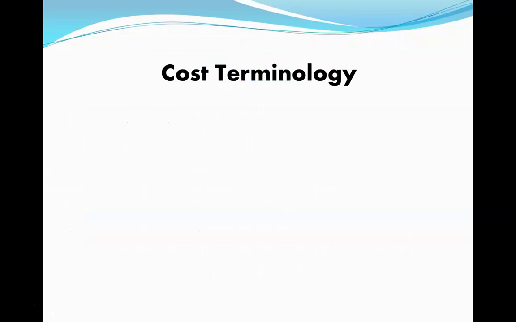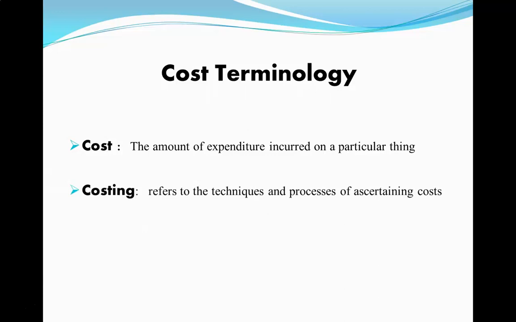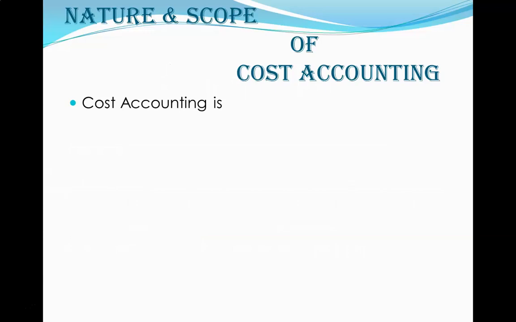Next, we are going to discuss the basic cost terminologies. Cost. Cost is the amount of expenditure incurred on a particular thing. Costing. It refers to the techniques and process of ascertaining cost. Cost accounting. It is a method of accounting for cost. Next, we are going to discuss the nature and scope of cost accounting.